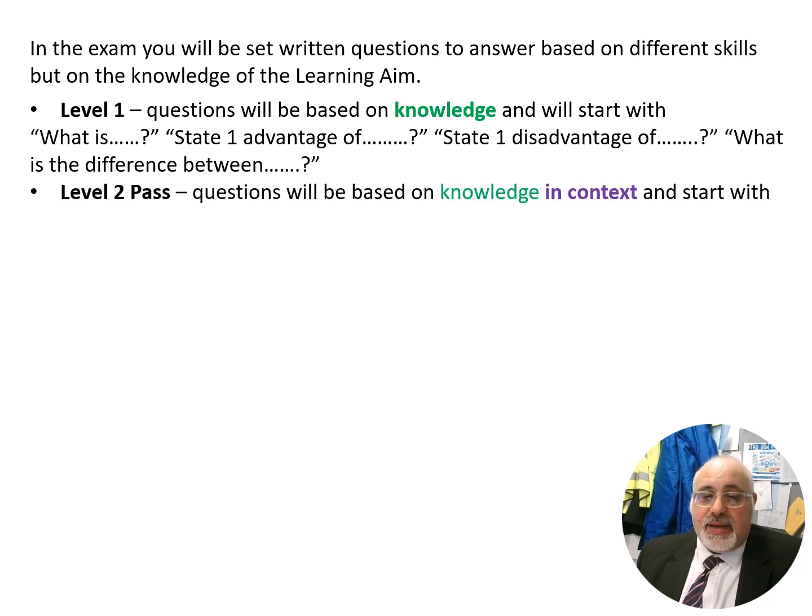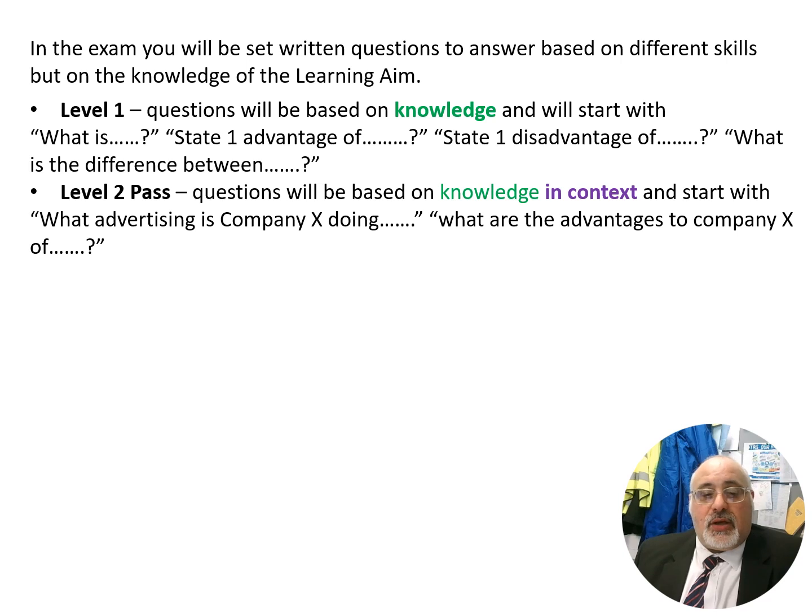There will also be level 2 pass questions, which are very similar to the questions based on level 1, but they will be based on a context. And you know that the context means a given scenario, so therefore you have to apply the knowledge that you have. They'll start with things like, what advertising is Company X doing? What are the advantages to Company X of possibly using break-even?